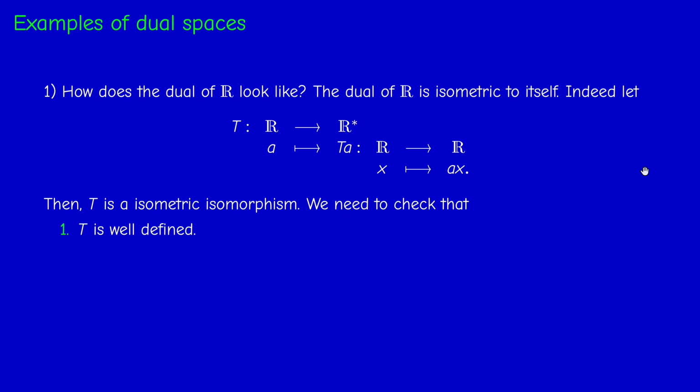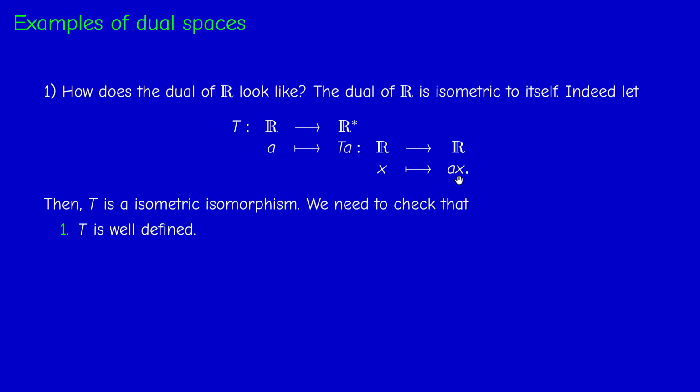So what do we need to do? Okay, here's the problem. First of all, we need to check that T is well defined. What do I mean by that? I need to check that Ta is really an element in R star. How do I know that Ta is an element of R star? It should be linear and continuous. Now, continuity is automatic, as you know, because in general, if the source space is finite dimensional, any linear map is automatically continuous, as you may know. Okay? And we can prove continuity. It's not difficult, but it's automatic. So we just have to prove that Ta is linear in x.